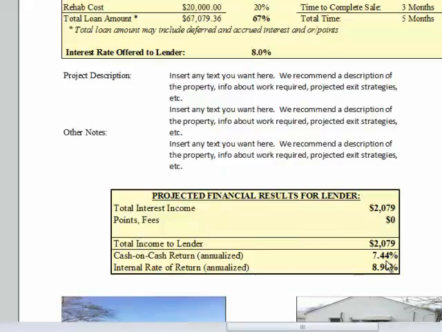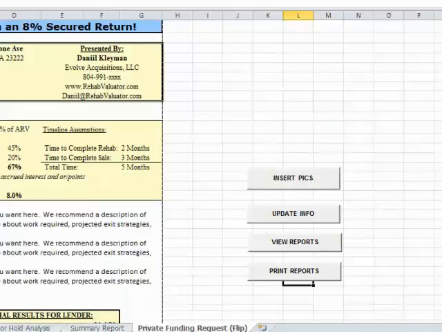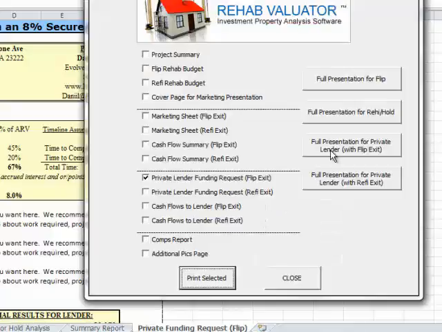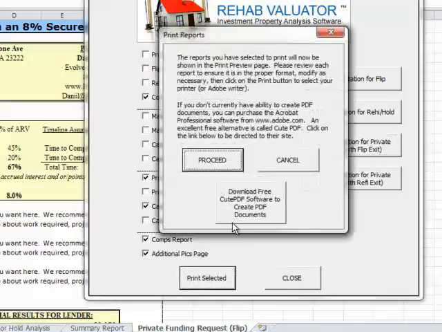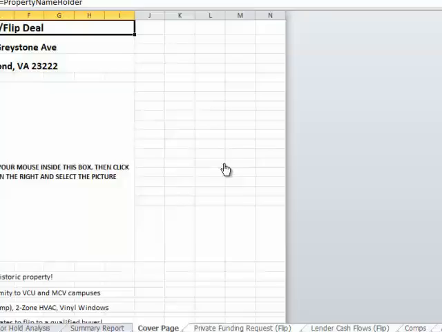And this takes about a second to put together. And the other cool thing that you can do with the software is you can actually go and click full presentation with private lender. And now you've got a 5-page presentation that again takes a few seconds to put together.